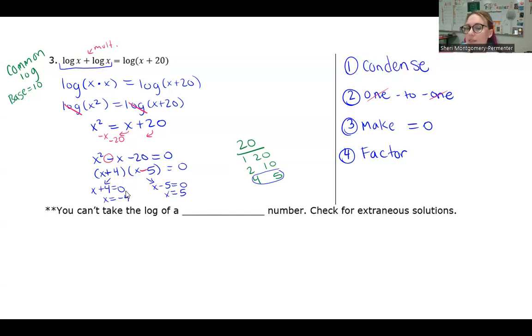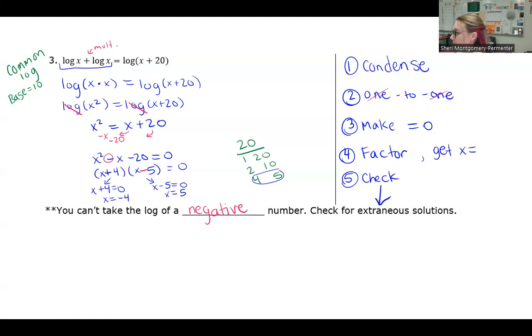Okay, we factored. We want to get x equals. Then our very last step, we have to check. We have to check for extraneous solutions. Why do we have to check for extraneous solutions? Because you can't take the log of a negative number.